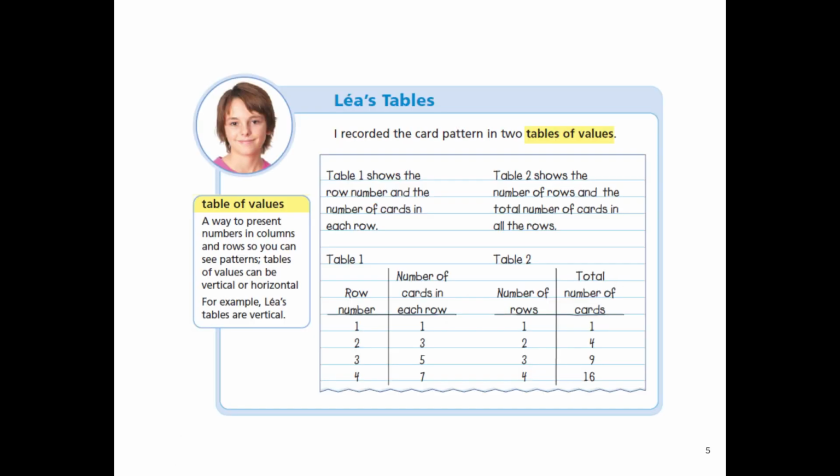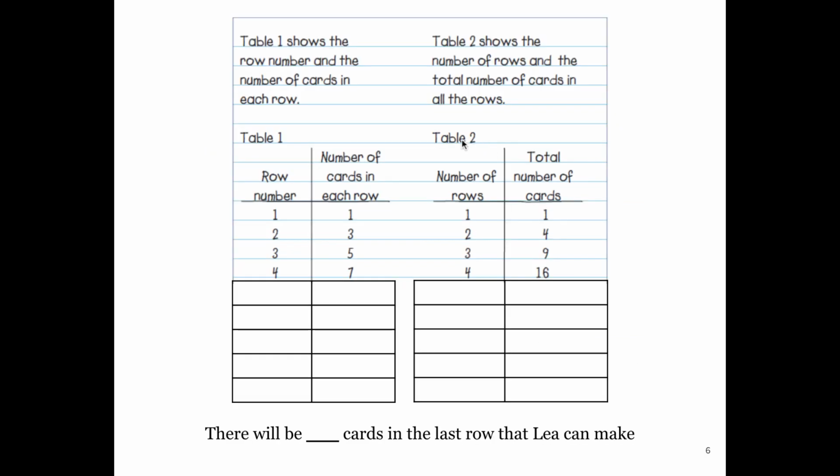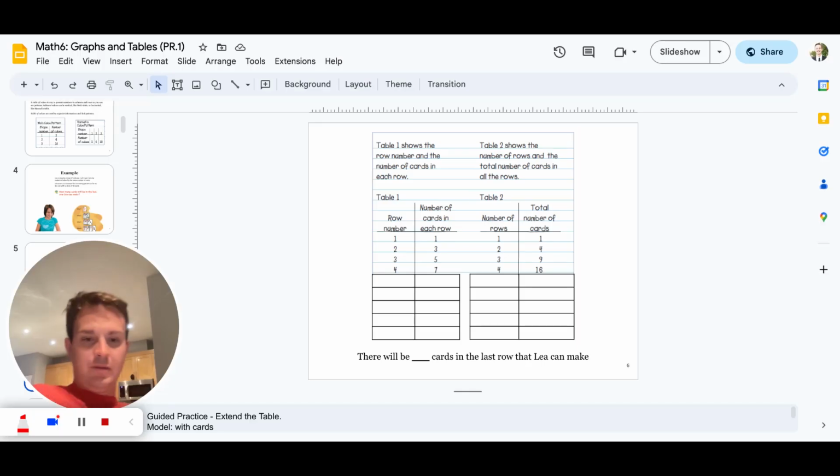She recorded the card pattern in 2 tables of values. Her first one here shows the row number and how many cards in each row, and then her second one shows the row number and then the total number of cards that she's used. So she uses 1 card in the first row and then 3 more in the second row. So now she's used 4 cards and 5 more. So now she's used 9 cards. Okay, so if we keep this table going, then how many cards will be in the last row?